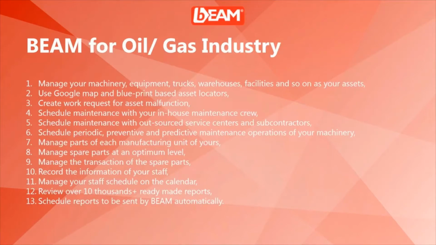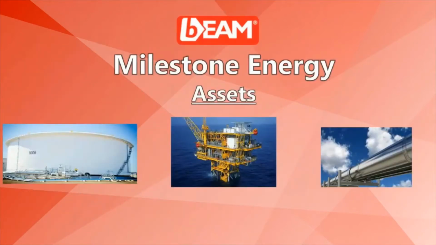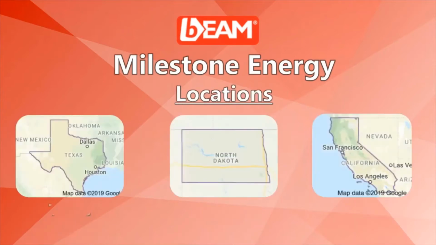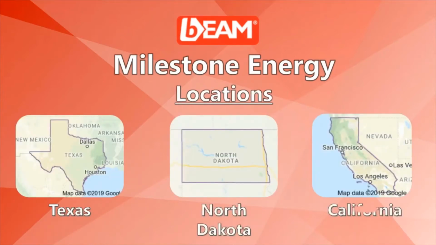In this example, you will watch a demonstration of a company named Milestone Energy with 18 refinery oil tanks, 6 offshore platforms, 12 pipelines, and so on in 3 different locations, which are Texas, North Dakota, and California.